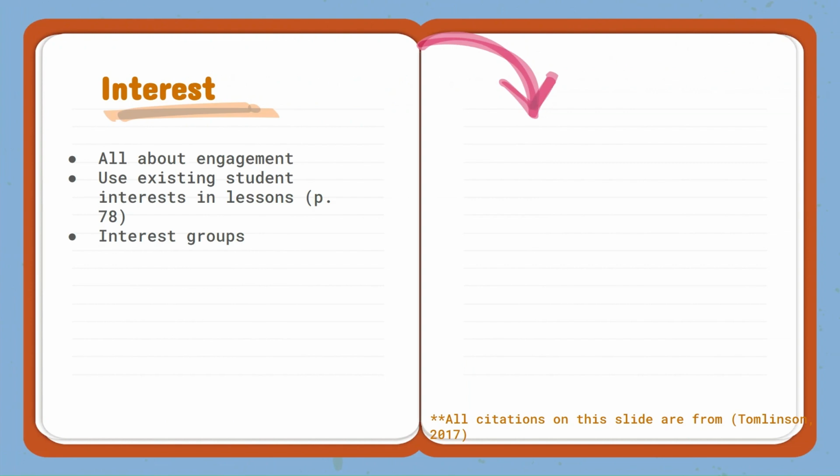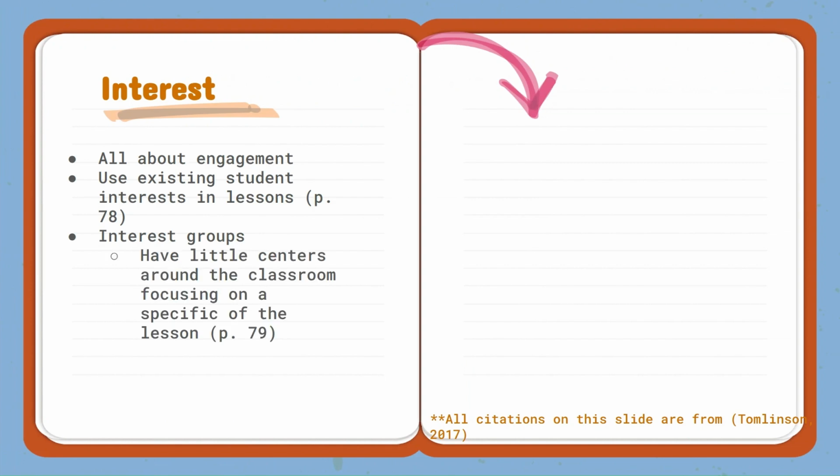Another way to differentiate is to have interest groups. So this is basically having little centers around the classroom focusing on a specific part of the lesson. The example in the book was about different habitats. So one table would be like Arctic habitats and the other would be like more woodsy habitats. So students can choose which one they're more interested in. And it doesn't matter which one they choose because they're all related to the lesson, and they all will get the objective from that.